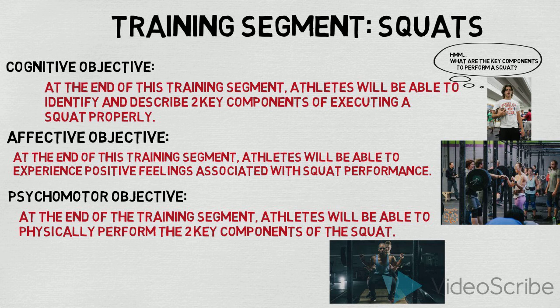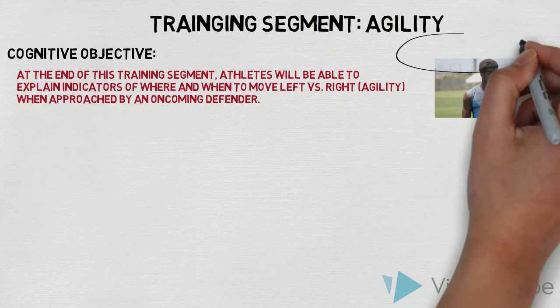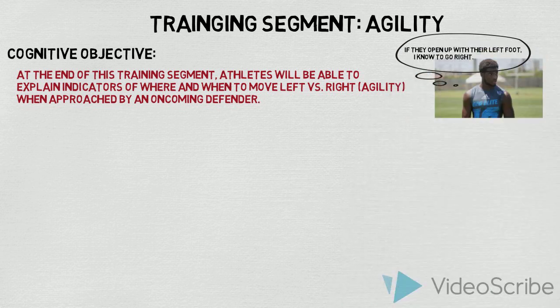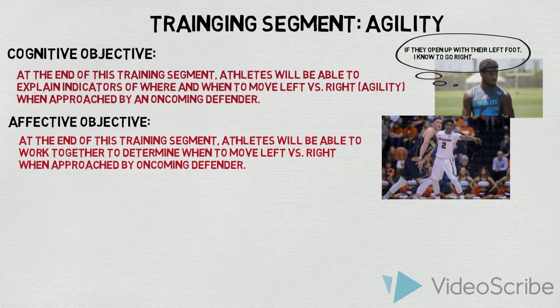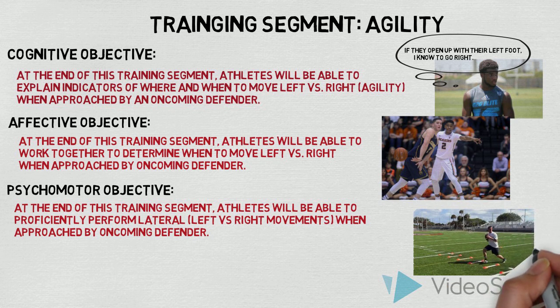In this example of an agility training segment, a cognitive objective could be, at the end of this training segment, athletes will be able to explain indicators of where and when to move, that is left versus right, when approached by an oncoming defender. An affective objective might be, at the end of this training segment, athletes will be able to work together to determine when to move left versus right when approached by an oncoming defender. As a psychomotor objective example, at the end of this training segment, athletes will be able to proficiently perform lateral, that is left versus right, movements when approached by an oncoming defender.